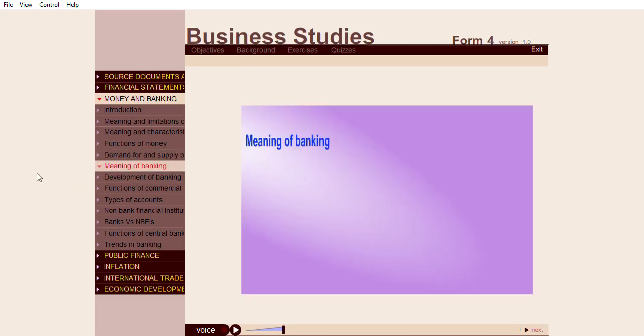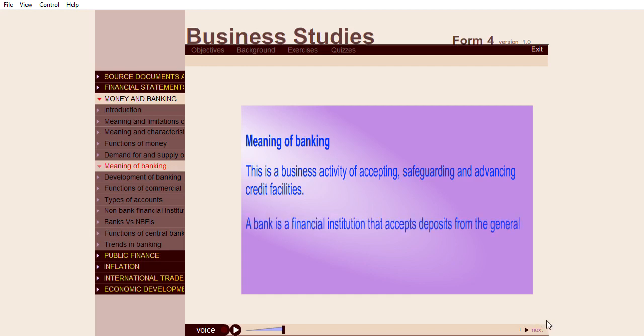Meaning of banking. This is a business activity of accepting, safeguarding, and advancing credit facilities. A bank is a financial institution that accepts deposits from the general public and advances credit facilities to customers.